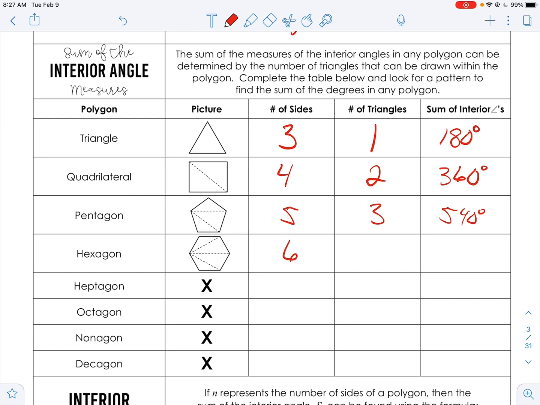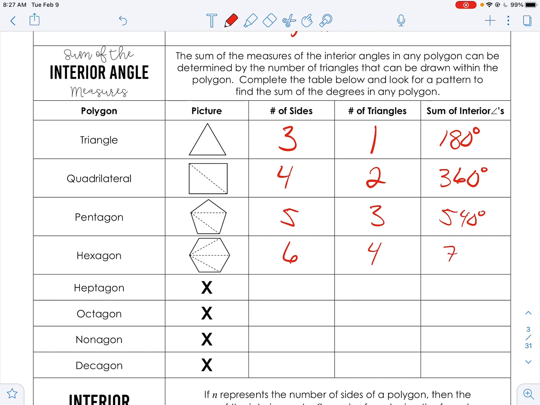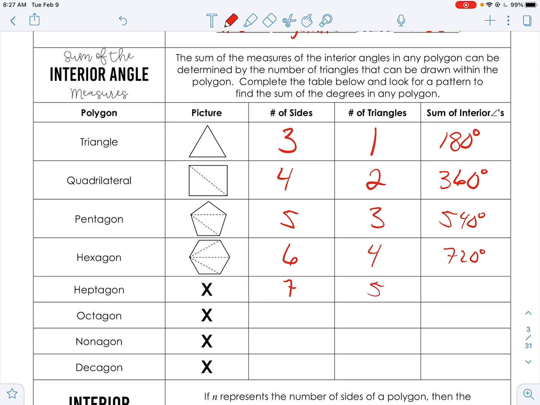6-sided hexagon gives you 4 triangles, which is 720 degrees. A heptagon has got 7 sides. It's got 5 triangles. It's 900 degrees. An octagon's got 8 sides, 6 triangles, 1080 degrees. 9 sides, 7 triangles, 1260 degrees. 10 sides, 8 triangles, 1440 degrees.